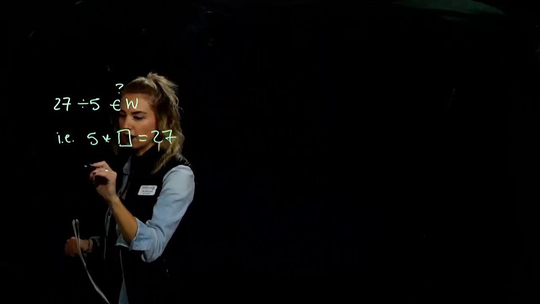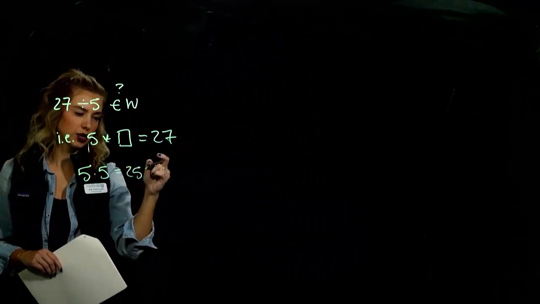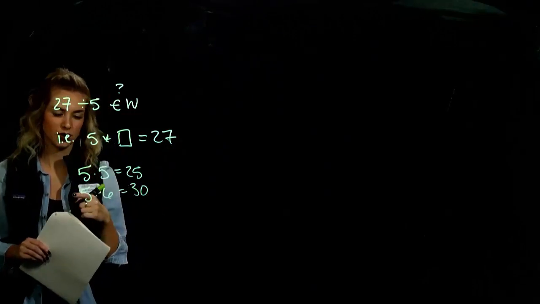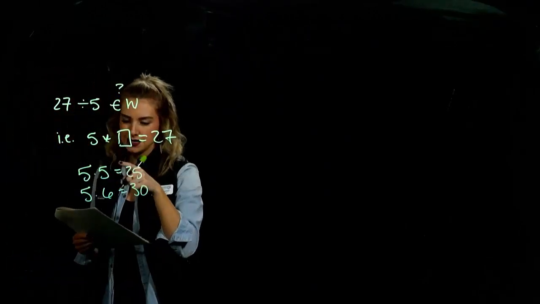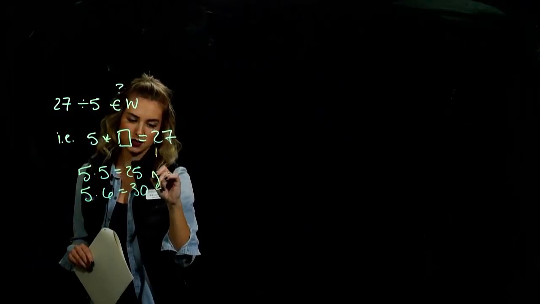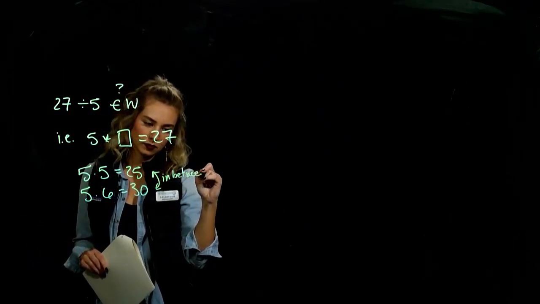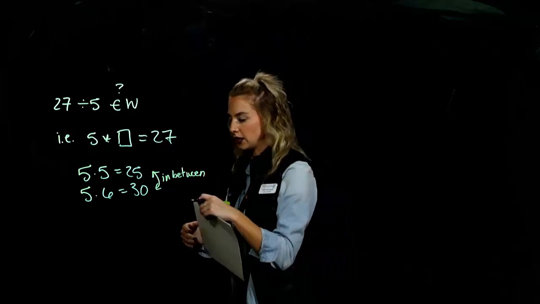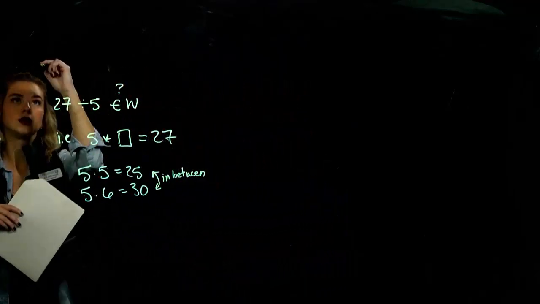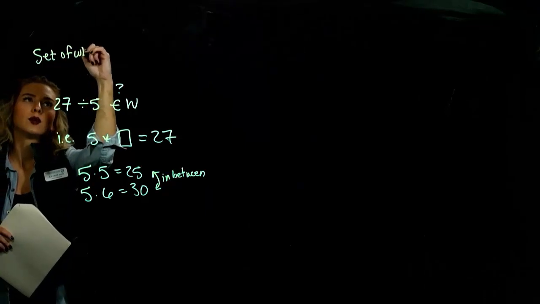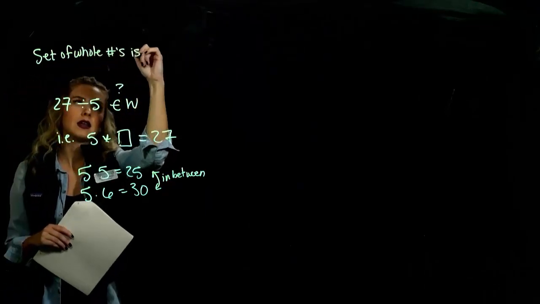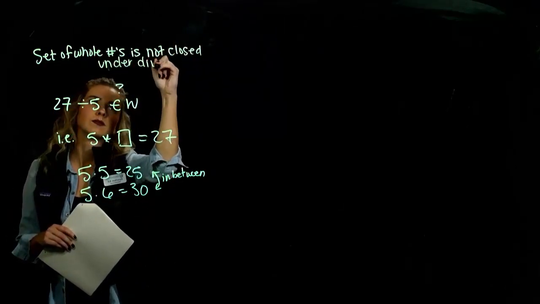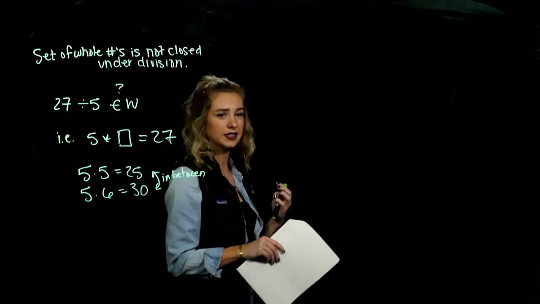So 5 times 5 is 25. It gets us pretty close to our goal. And 5 times 6 is 30, which overshoots our goal. So that tells me the number of factors that I need is somewhere in between 5 and 6. It's in between these values. And any number that's in between those two, in between 5 and 6, is not going to be a whole number. It's not going to live within this set. So it is not closed. The set of whole numbers is not closed under division. Basically what that says is we can have remainders.